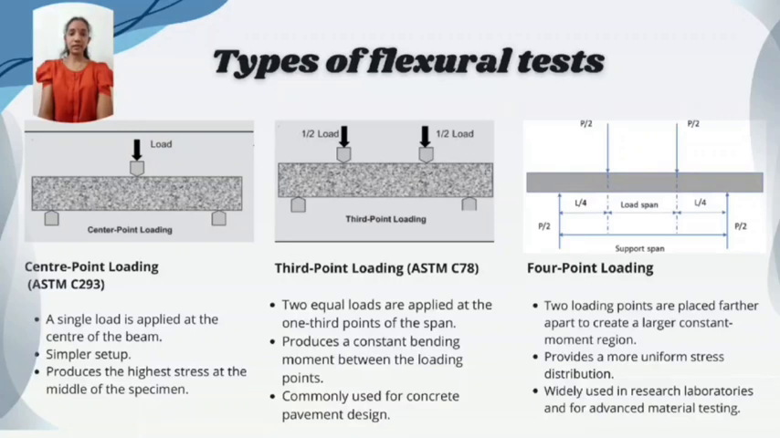And then third point loading. Two equal loads are applied at the 1/3 points of the span. It produces a constant bending moment between the loading points and is commonly used for concrete pavement design.